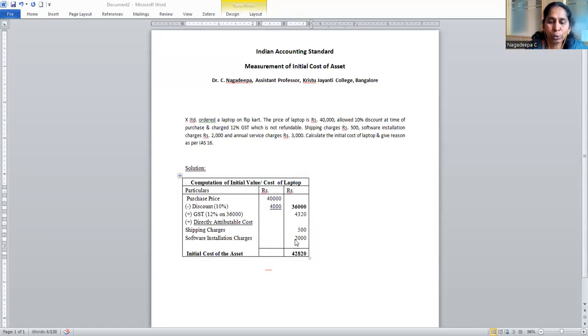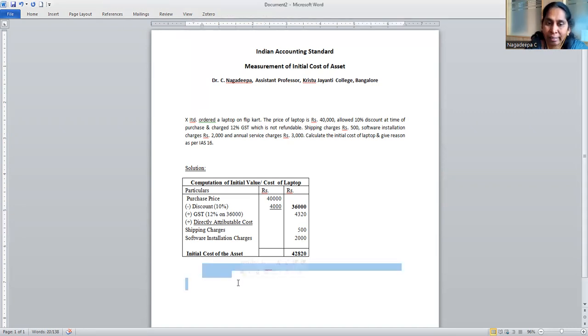So now the total cost is 42,820, which includes the cost of the laptop, GST, and the directly attributable costs related to the laptop. Now you are going to give the reason for not considering the 3,000 rupees. The annual charges should be shown as expenses in the P&L account and not as an asset, so they should not be included in the initial cost and should not be shown in the balance sheet.